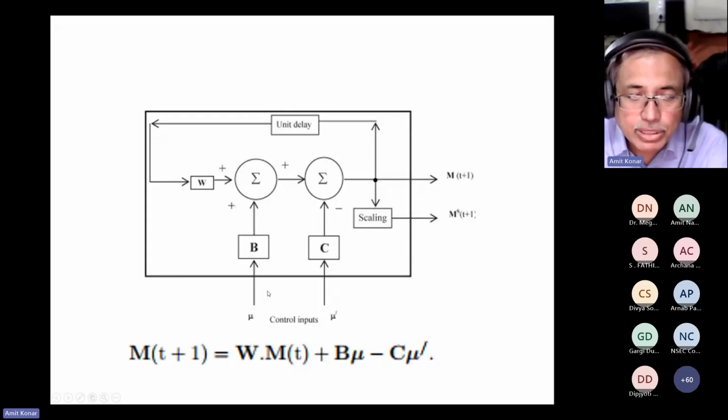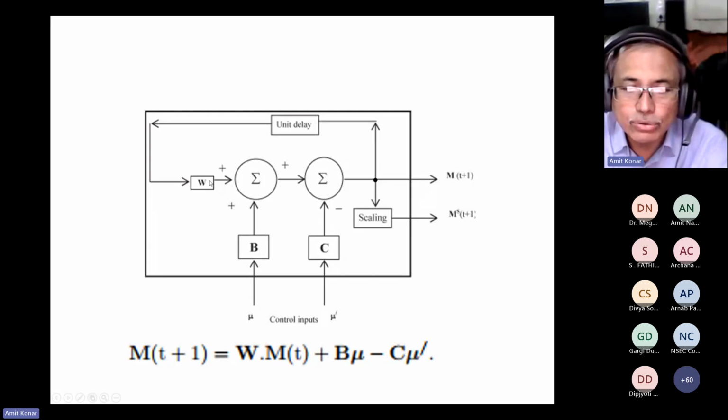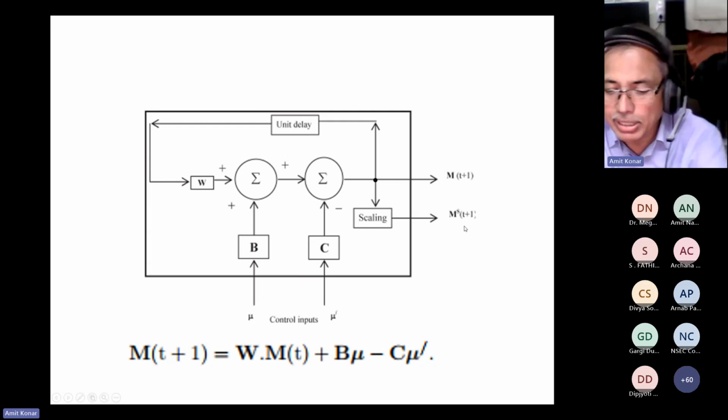Then the positive influence controlling matrix is B. So mu into B is the positive influence controlling, and mu dash into C is the negative influence controlling, with a minus sign. So that will be added up: Mt into W plus mu into B minus mu dash into C. After some scaling, we get MSt plus 1. That is the scaled thing, and the actual thing is Mt plus 1. We can get Mt plus 1 or the scaled thing just by scaling. But for normalization, we do scaling and get MSt plus 1.